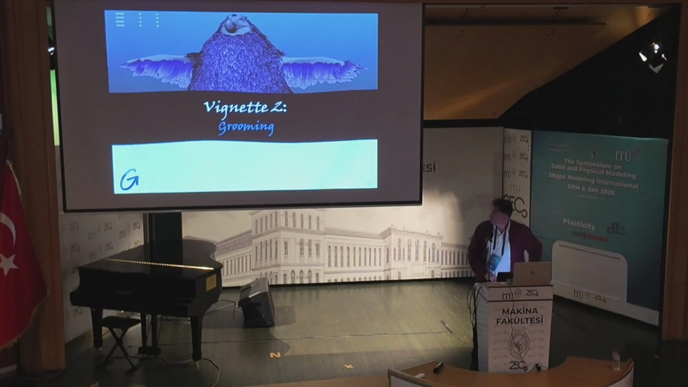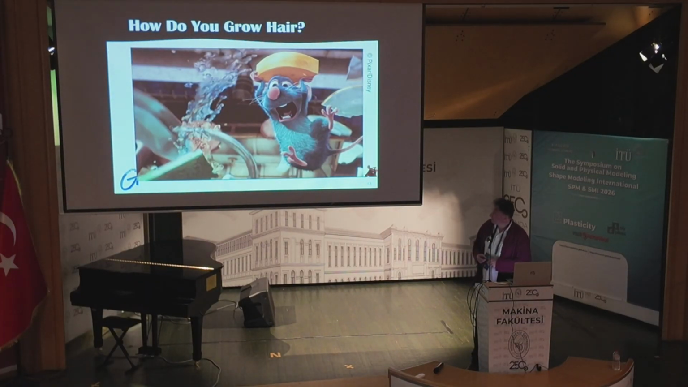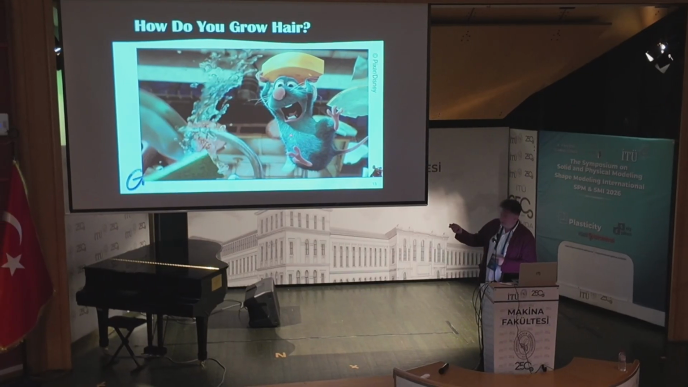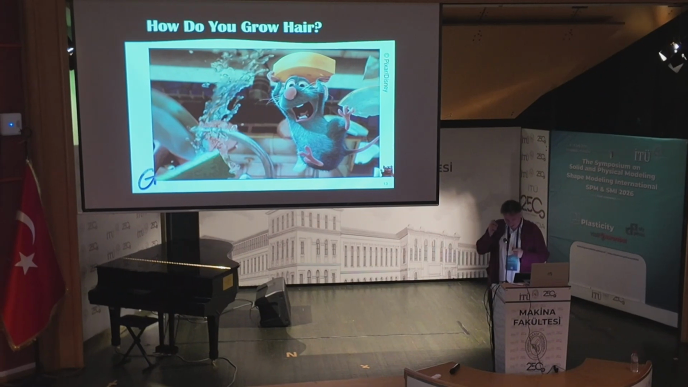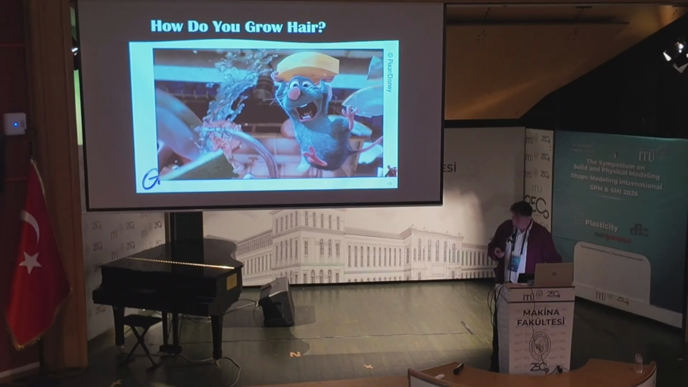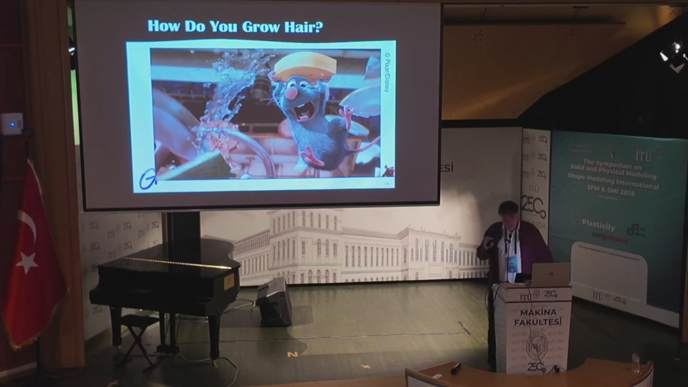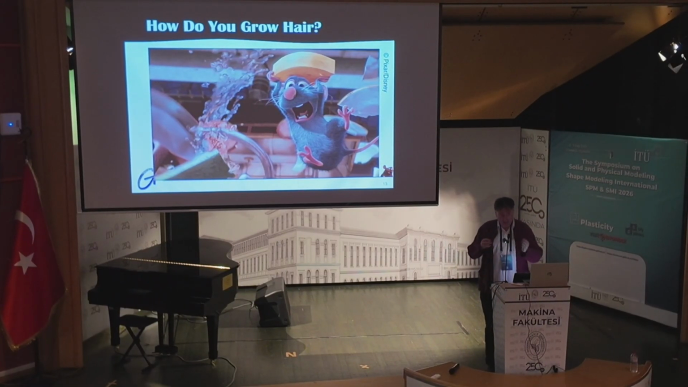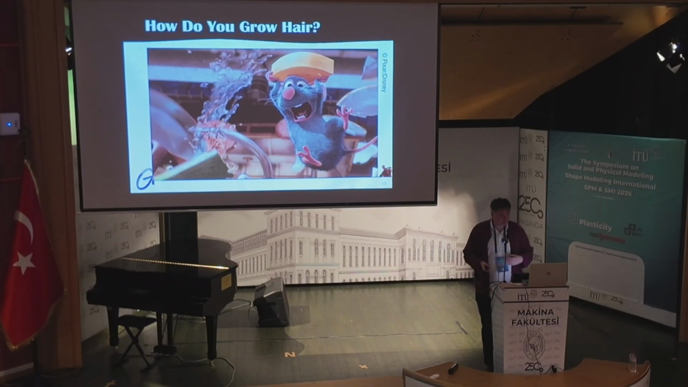So the second part is about grooming. Grooming, if you don't know about it, is how to grow feathers or hair on digital characters. So for instance, if you take Remy, the little rat from Ratatouille, you can imagine that no animator or no artist that is still alive, at least, has taken time to enter all the hair by hand, right? This is not possible. So how do you do this? You basically define a vector field on the surface of the rat, and then you grow the hair along the vector field.